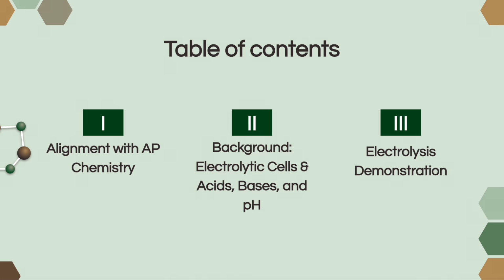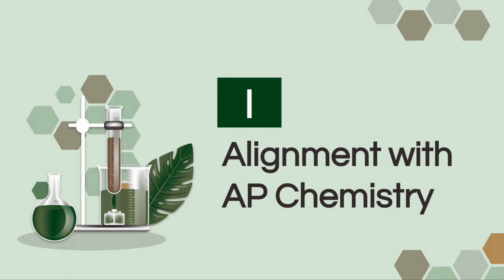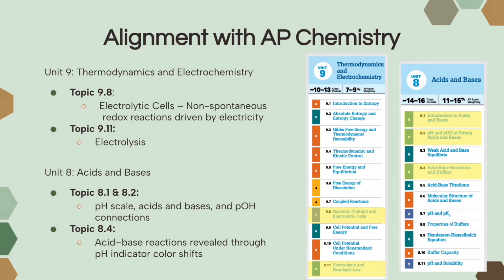These are the table of contents, and I'll start with the alignment with AP Chemistry. This is how the experiment will connect to the AP Chemistry curriculum. From Unit 9, it'll be topics 9.8 and 9.11, which are about electrolytic cells and electrolysis.